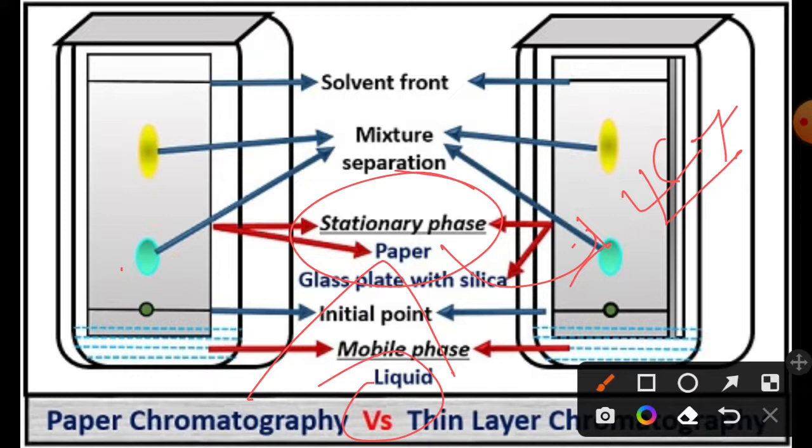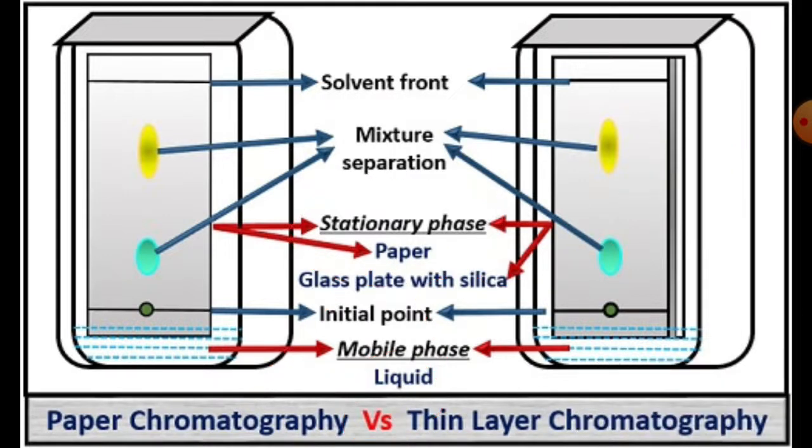So that is for today's lecture. Today we have discussed paper chromatography and thin layer chromatography. We'll come back with another chromatography video lecture where we are going to show the difference between size exclusion chromatography and column chromatography, because they are related.